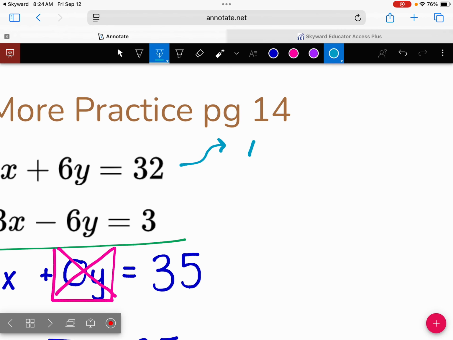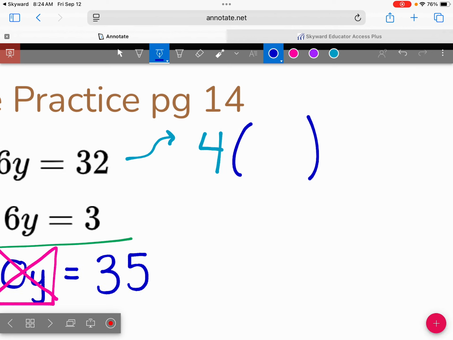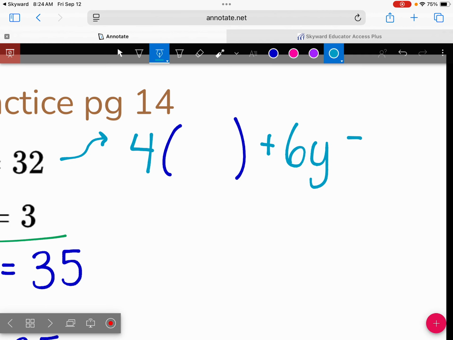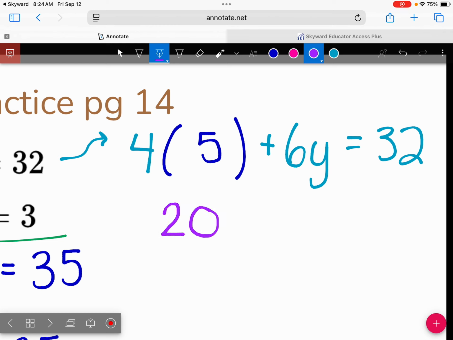So we're going to take our 4x, but now we know our x is going to be a value, plus our 6y equals 32. But we know our x is going to be that 5. We just found that out. So we want to find out the y when x is 5. And we can simplify this. 4 times 5, that's going to give me 20, plus my 6y equals 32. What can I do from here?